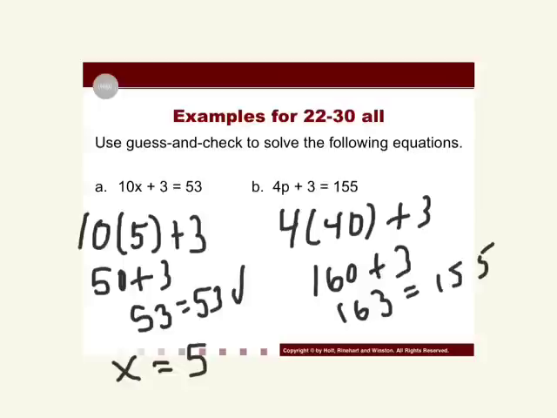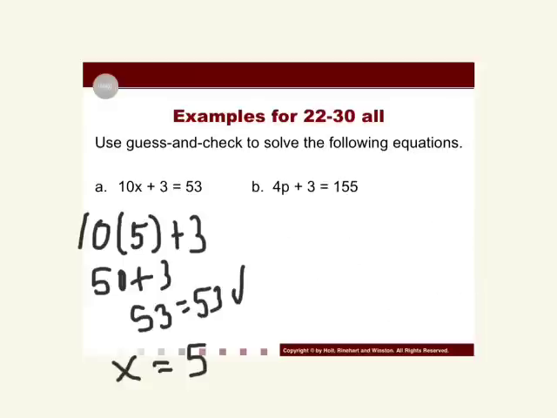Maybe I'm going to try, it's a little bit less than 40, so I'm going to try 38 this time. So I'm going to erase this. I'm going to try 38. So I go 4 times 38 plus 3.